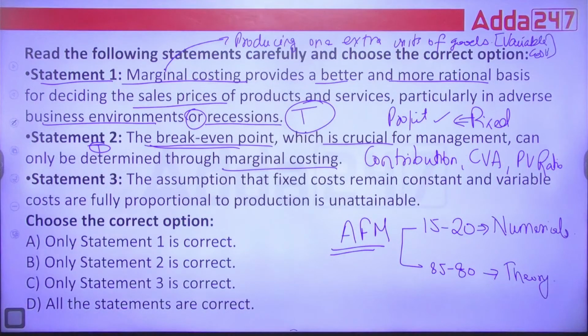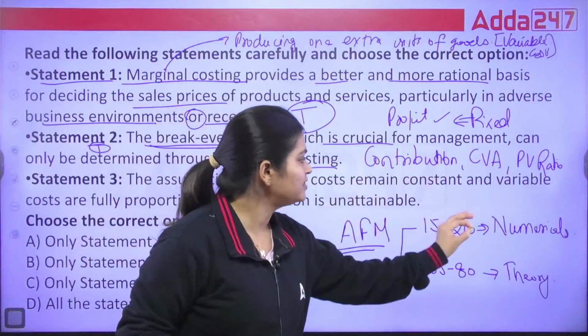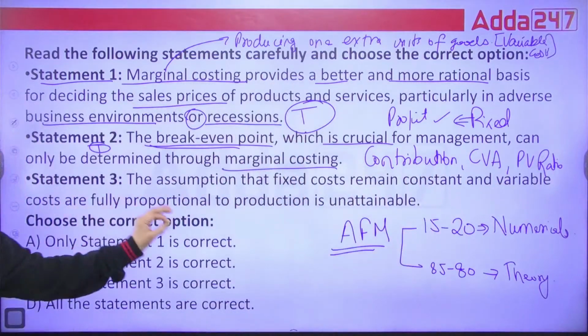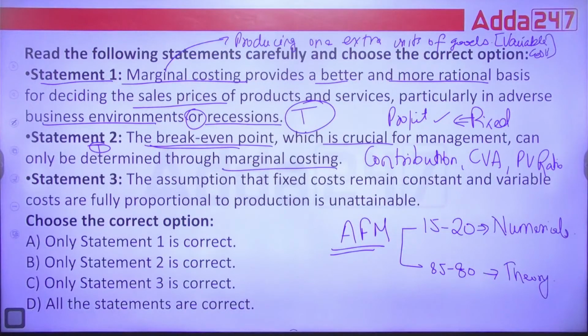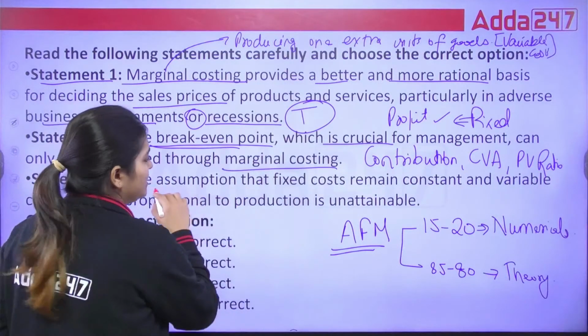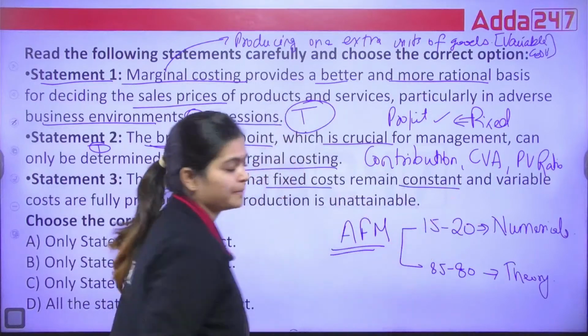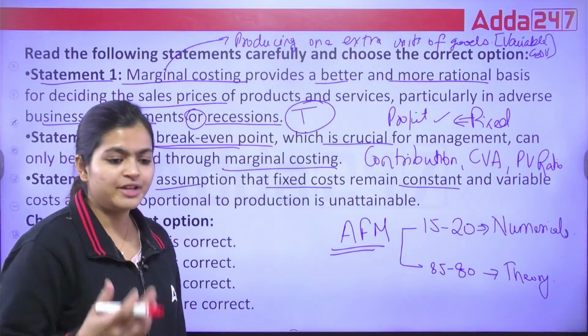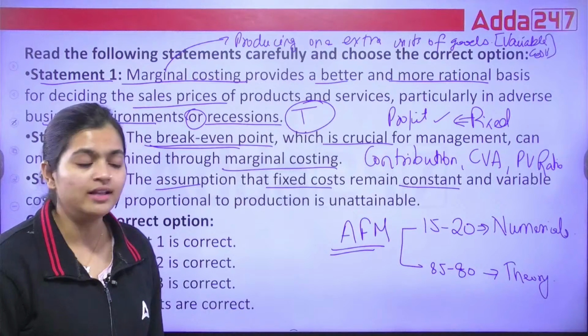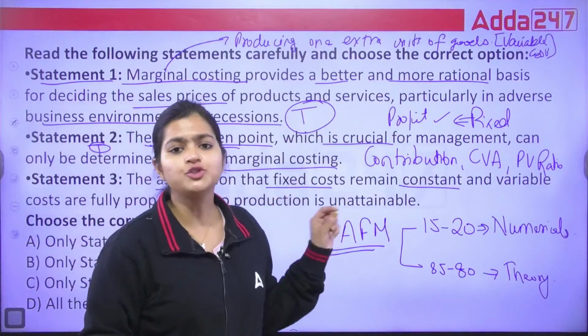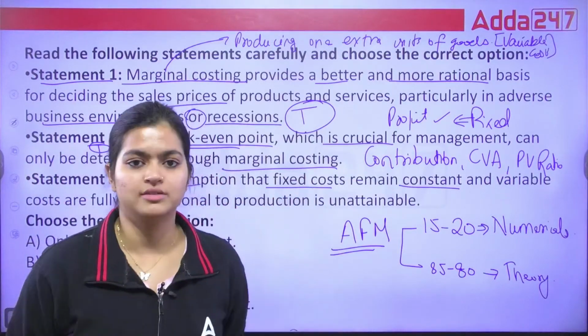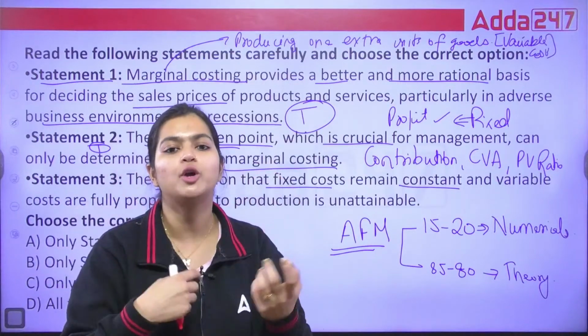Okay, chaliye, let's see the third statement. The assumption that fixed cost remains constant and variable costs are fully proportional to production is unattainable. Means what? The assumption that fixed cost remains constant. Whenever we read the theory about costing, we always say fixed cost means constant cost. You cannot change it with the volume of production.